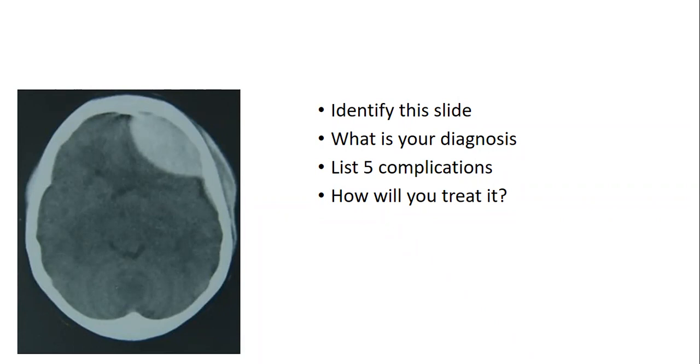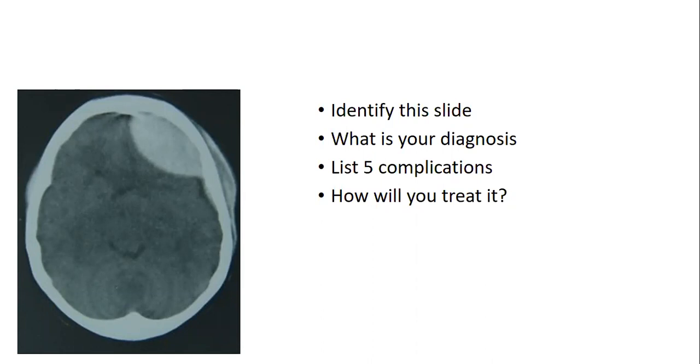So what are the 5 complications? So the diagnosis is left frontoparietal epidural hematoma. That's a complete answer. What are the possible 5 complications from this? With this hematoma, it could compress on the brain structure and force it to herniate down through the foramen magnum, right? So one of the complications would be herniation.